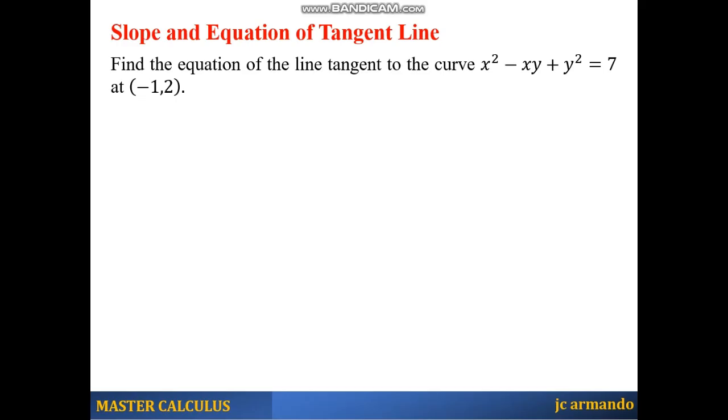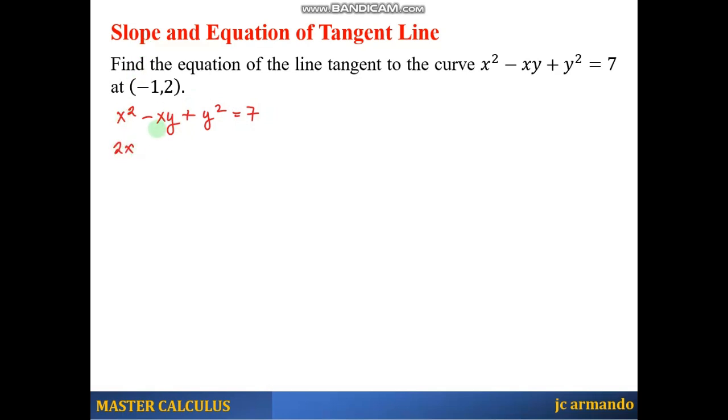Okay, another one. Find the equation of the line tangent to the curve x squared minus xy plus y squared equals 7 at negative 1, 2. So, makikita natin dito na ang equation natin ay implicit form, right? So, kapag kukunin natin ang derivative niyan, syempre, iba rin yung way. So, sa implicit differentiation, derivative of x squared is 2x.